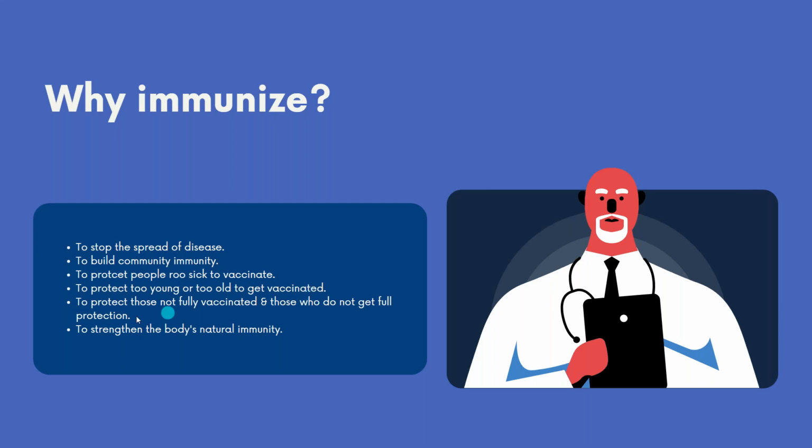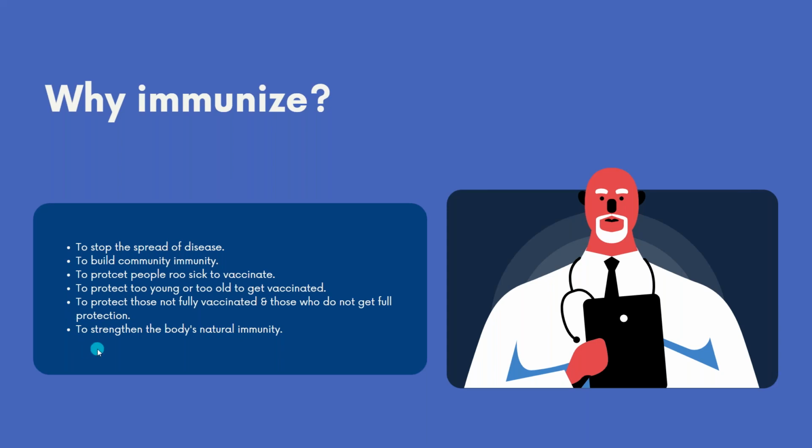Next point is to protect those not fully vaccinated and those who do not get full protection. No vaccine is 100% effective. Some people don't respond fully to some kinds of vaccines, or its protection has worn off, and they need to get a booster shot. When most of us are vaccinated, we increase the protection for all.